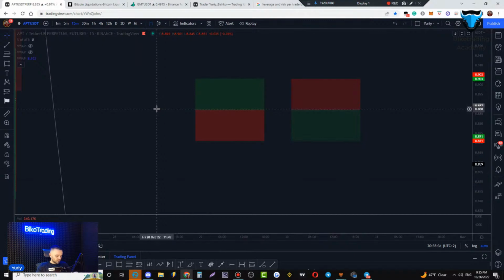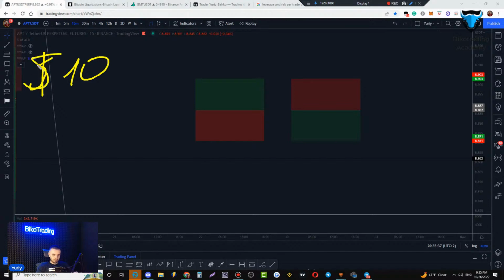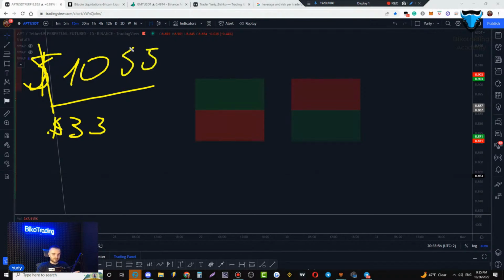With 1,000, I would recommend you for beginning to have a risk per day 10 USD, not more. 10 USD, your risk per day, 1%. Depends what will be amount of trades that you take per day. If you take 3 trades, you divide it by 3 and your risk per trade 3.3 USD. If you divide by 2, your risk per trade $5.